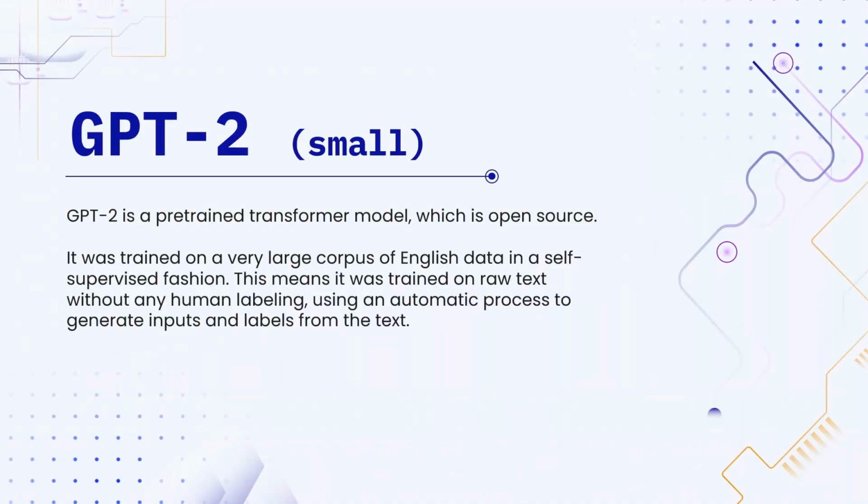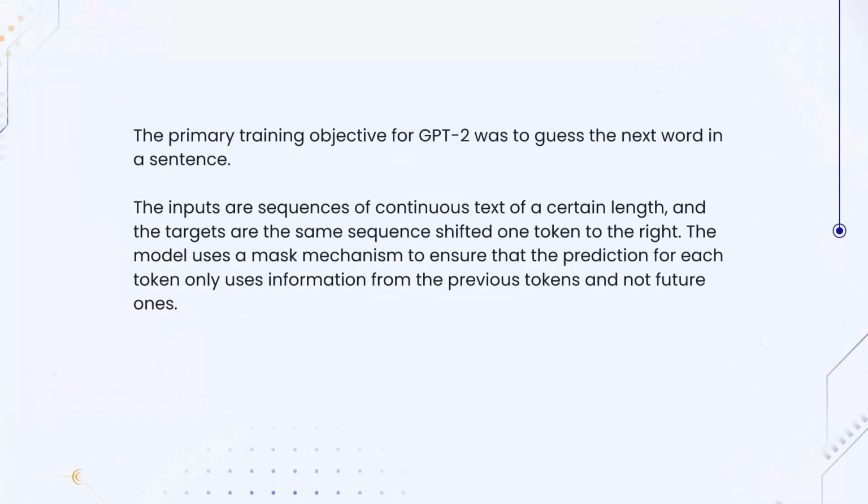GPT-2 is a transformer model pre-trained on a vast corpus of English data. It was trained to predict the next word in a sentence, learning to generate coherent and contextually relevant text. This ability makes GPT-2 incredibly versatile for various applications, from content creation to automated response.